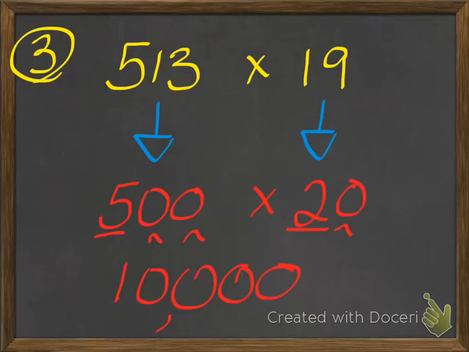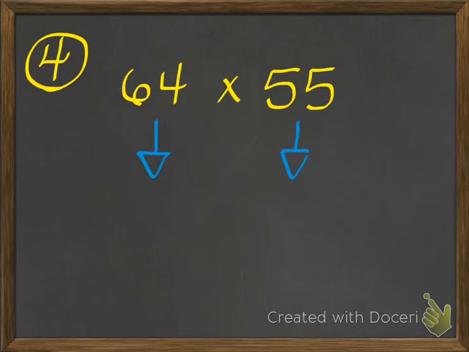Okay, I rounded 513 down to 500, and 19 rounded up to 20. Then I multiplied 5 times 2 and got 10, then tacked on the 3 zeros at the end and got the answer 10,000. Number 4, 64 times 55.